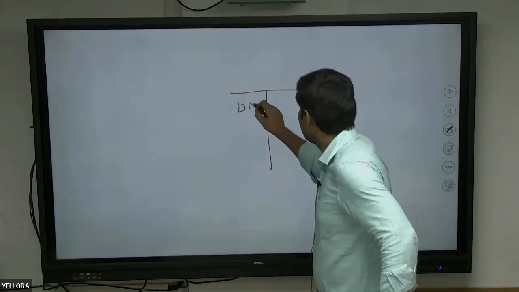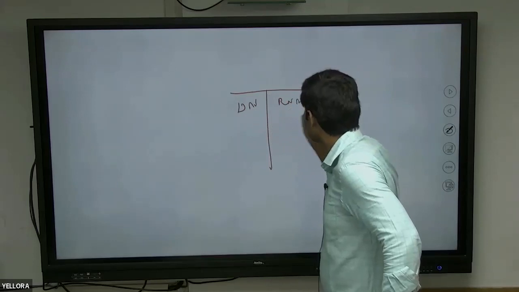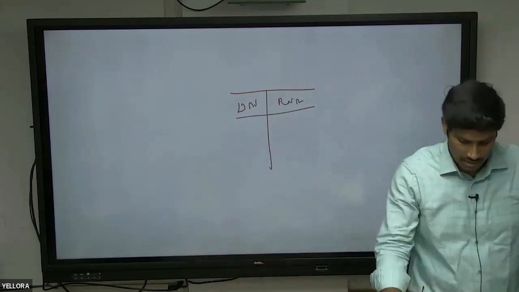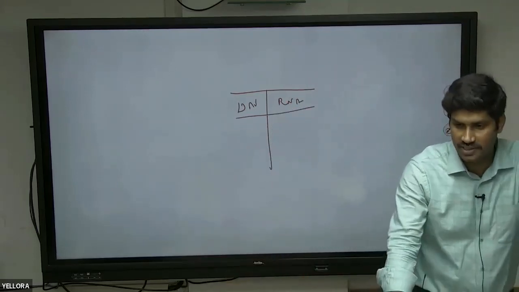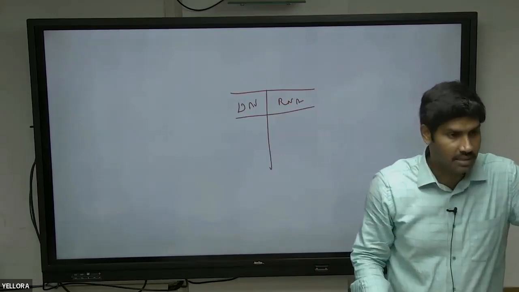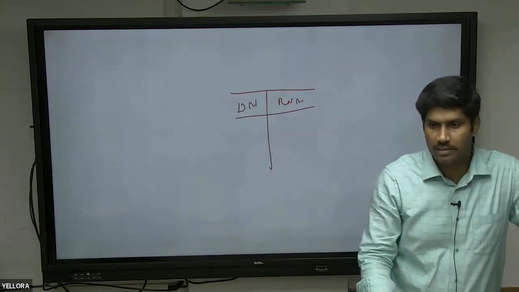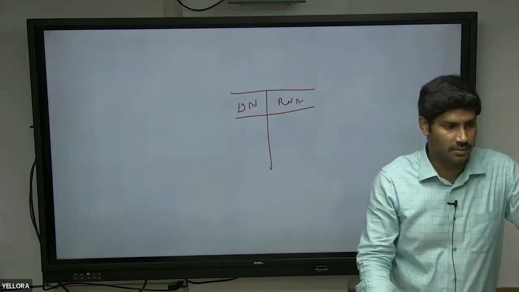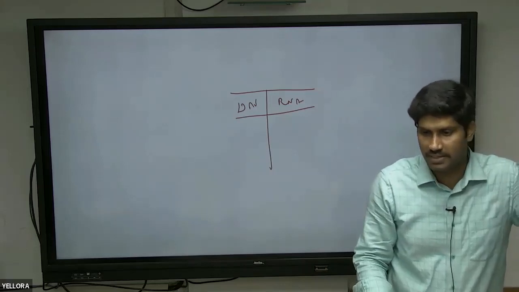So DNA and RNA, what are the differences? Here there are two 5-mark questions: DNA and RNA, and mitosis and meiosis. You can use one page for DNA and RNA, and another page for mitosis and meiosis.